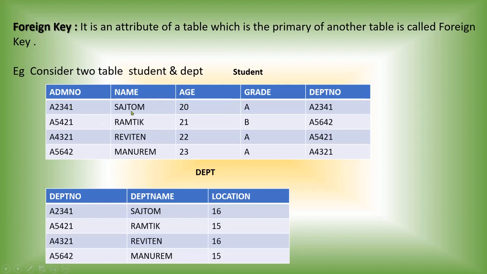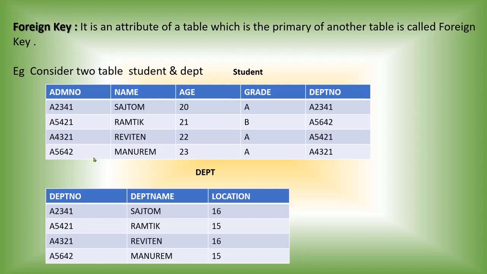In the student table: admission number, name, age, grade, department number. Here, all the admission numbers are different. Name, age can be repeated. Don't think that only this many records are there in the table. We can expect more records in this table.